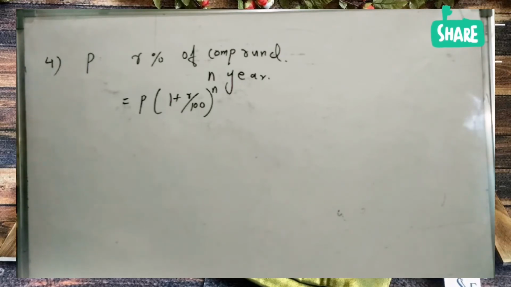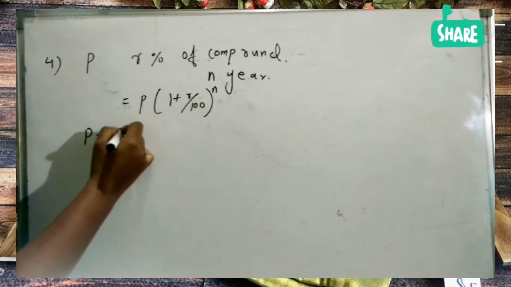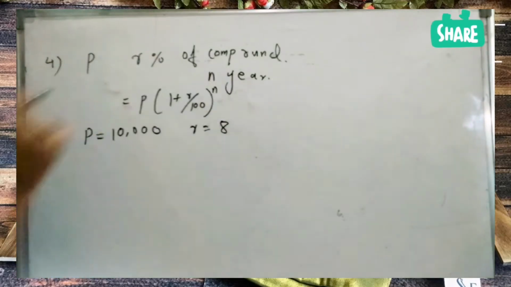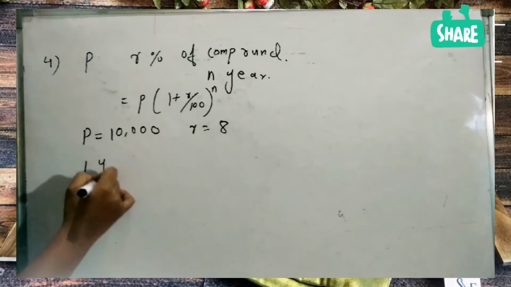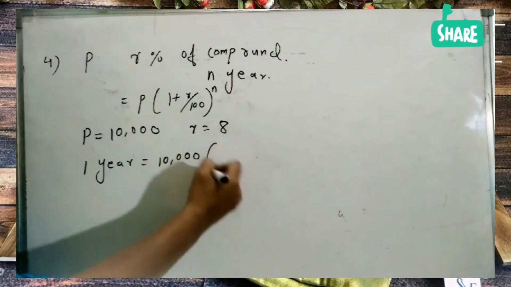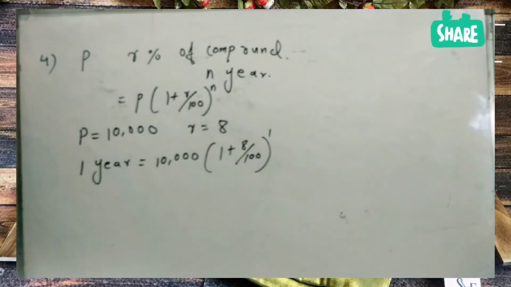The amount of money after n years in compound interest, right? That is P into 1 plus R by 100 all raised to n. We are going to use this formula in this question. Here the principal amount P is 10,000 and R is 8, and n will vary. So the amount of money after 1 year is 10,000 into 1 plus 8 by 100, where n is equal to 1 because it is after 1 year.